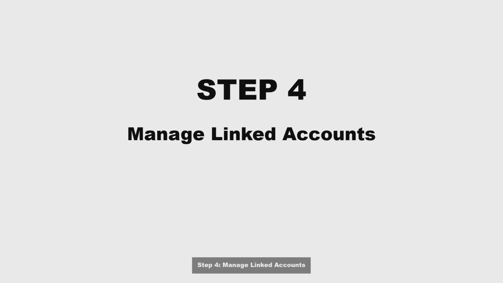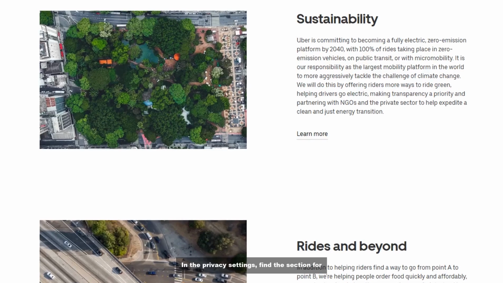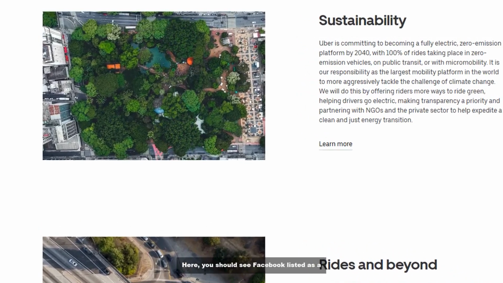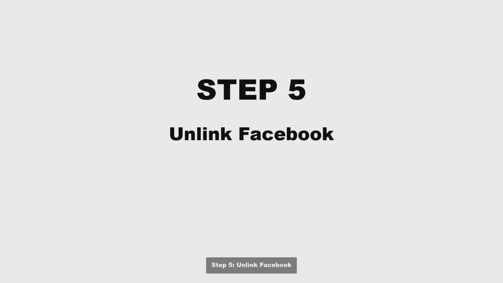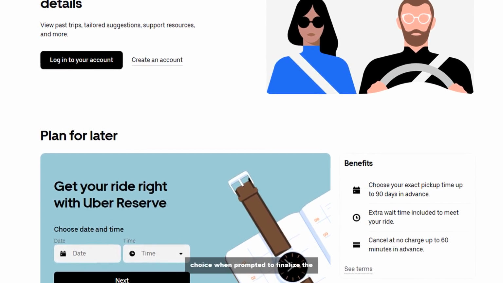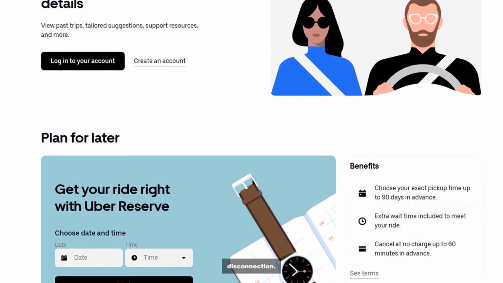Step 4. Manage linked accounts. In the Privacy Settings, find the section for linked accounts or social media connections. Here, you should see Facebook listed as a connected account. Step 5. Unlink Facebook. Select the option to unlink or disconnect Facebook from your Uber account. Confirm your choice when prompted to finalize the disconnection.